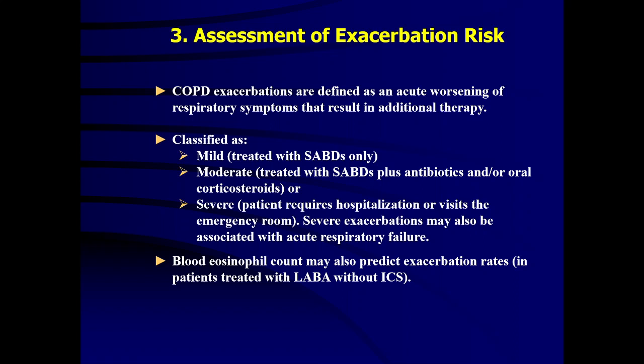The other important thing to consider in managing patients with COPD is to assess the exacerbation risk. What we mean by exacerbation is acute worsening of respiratory symptoms that results in additional therapy. Exacerbations might be classified as mild when they require only short-acting beta bronchodilators, moderate when they are treated with short-acting beta bronchodilators plus antibiotics or oral steroids, severe when the patient requires hospitalization or a visit to the emergency room. Severe exacerbation may also be associated with respiratory failure. Blood eosinophil count may also predict exacerbation rate in patients treated with LABA without inhaled corticosteroids.